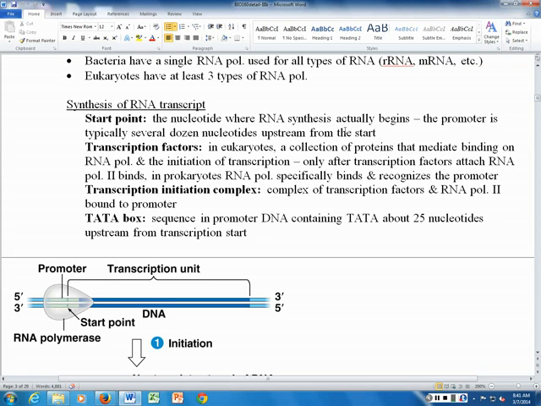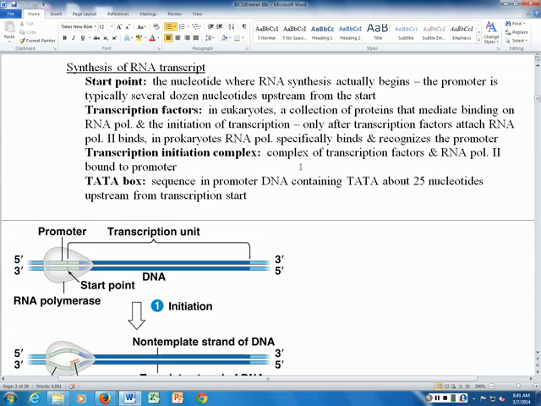So when you make that RNA transcript, you're going to have your starting point where the synthesis actually begins, and the promoter is actually upstream from that. So here you've got your gene, you've got your starting point, and then you've got your promoter that's ahead of that, which you can see down at the bottom. In eukaryotes, you're going to have other transcription factors that are going to help mediate the binding of the RNA polymerase and initiate the transcription. In prokaryotes, the RNA polymerase just binds onto the promoter.